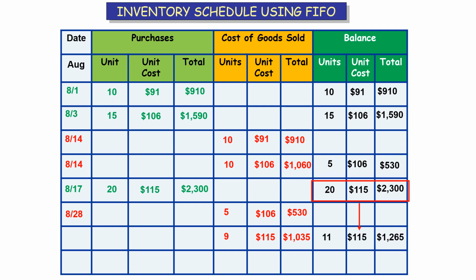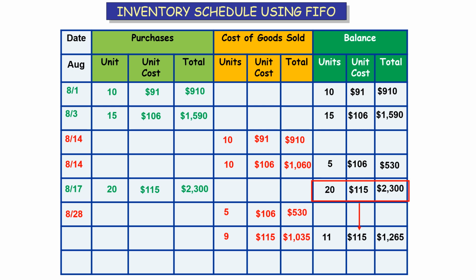And let me update the balance. The 5 is gone, that is sold. From 20 I took 9, so I still have 11 left there at $115. That's a total of $1,265. Now we have reached the end of the question.